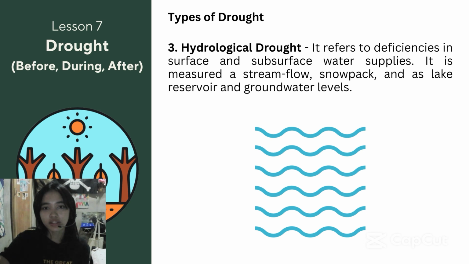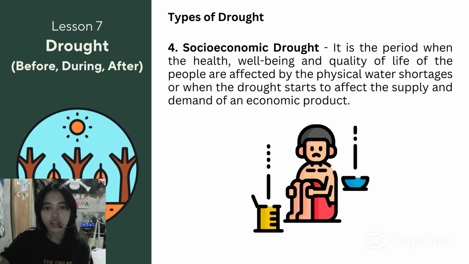The fourth and the last one is the socio-economic drought. So, it is the period when the health, well-being, and quality of life of the people are affected by the physical water shortages or when the drought starts to affect the supply and demand of an economic product. So, matawag siya nga socio-economic drought if naay impact sa mga tao.